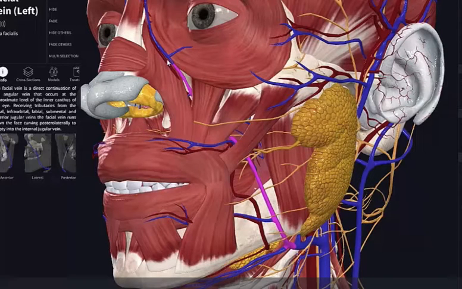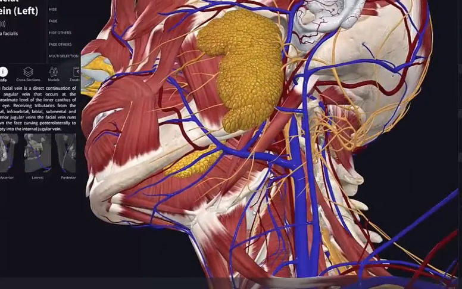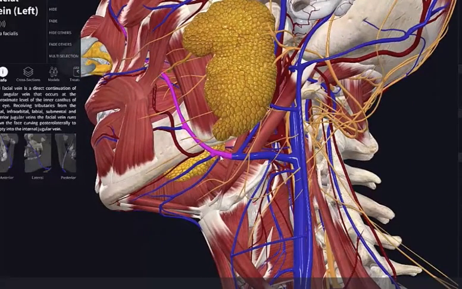Okay, this will receive tributaries from several regions, for instance from your infraorbital, labial, submental, and the anterior jugular veins, and then the facial vein will run inferiorly down the face and curving posterolaterally to then empty into the internal jugular vein, as you can see going along here, and there's your IJV.